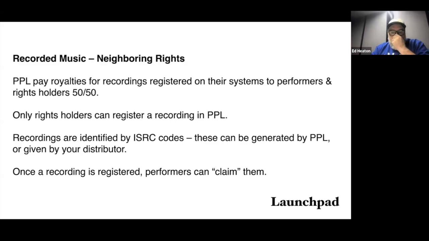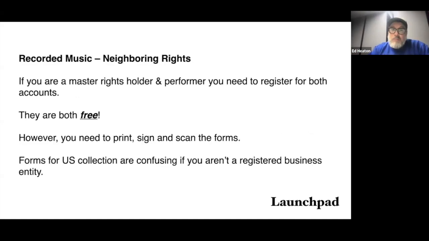Once a recording is registered, performers can claim them. So once a master rights holder registers the recording, a performer can claim what they performed for that record by registering with PPL. If you're a master rights holder and performer, you'll need to register both accounts. And both, this is brilliant, are free. Unlike PRS, you can register for free. However, you need to print, sign, and scan the forms.